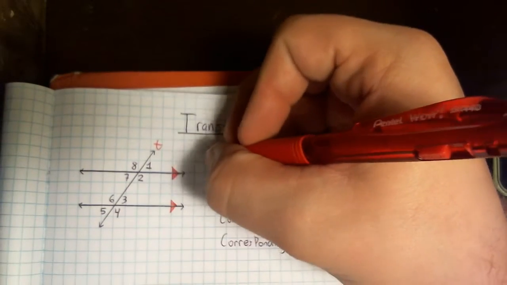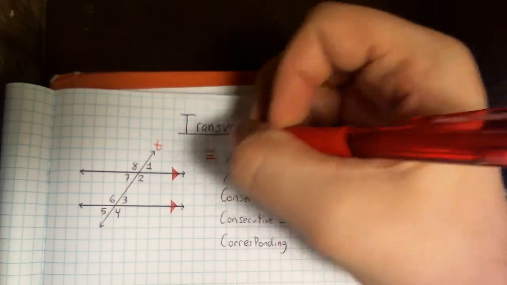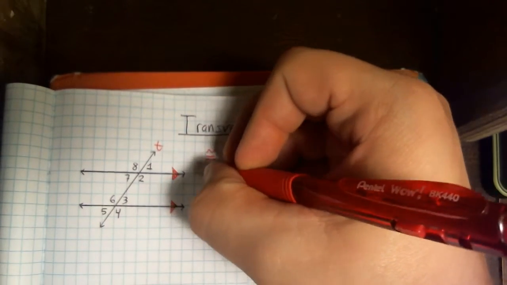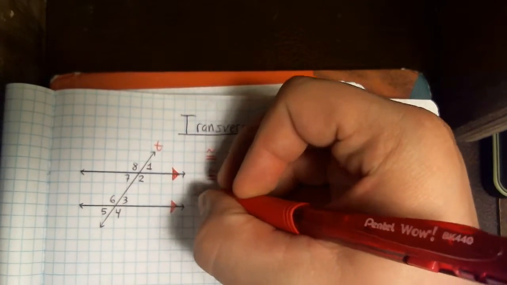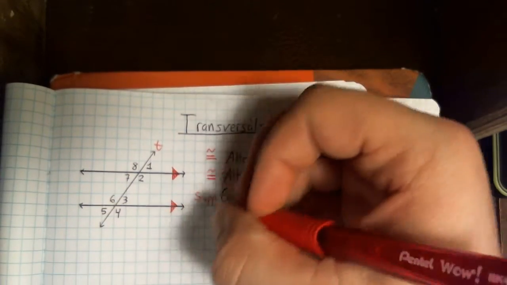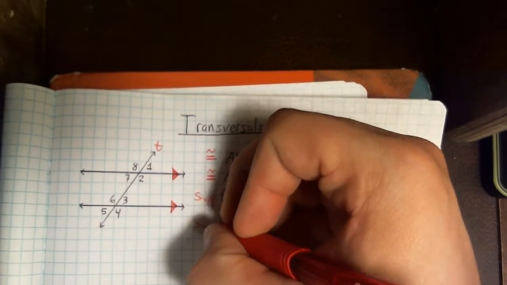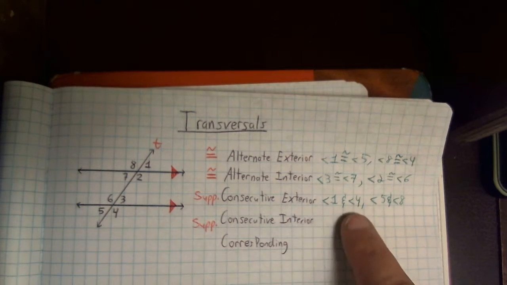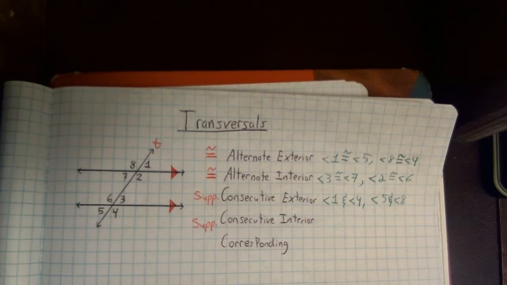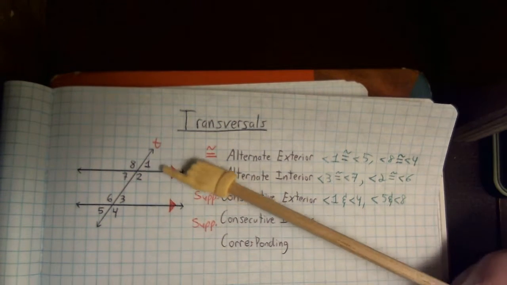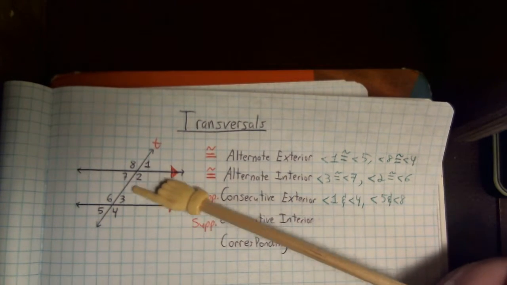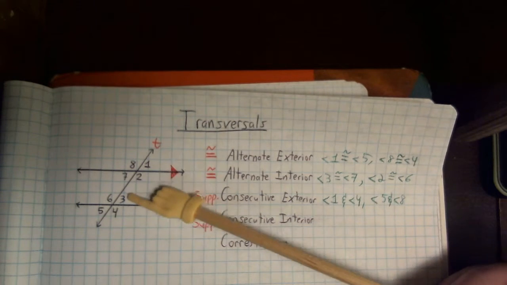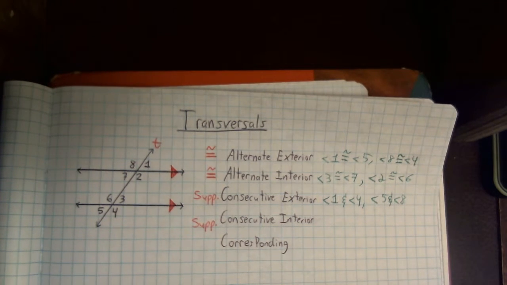So I'm going to make a little note up here. I recognize these two as being congruent, but these ones I want to mark as supplements, and I'm going to abbreviate here. So angle 1 and angle 4 should add to 180. Angle 5 and angle 8 should add to 180. Consecutive interiors. Angle 2 and angle 3, interior of the parallel lines, same side of the transversal. So that makes angle 2 and angle 3 supplements.